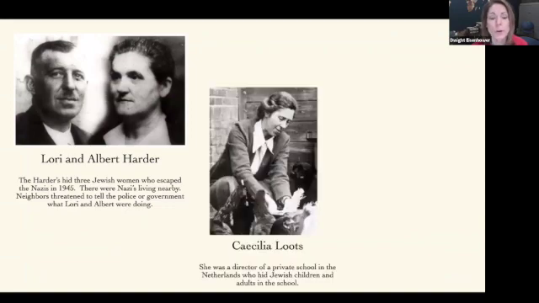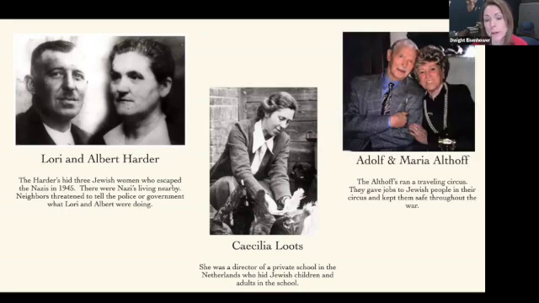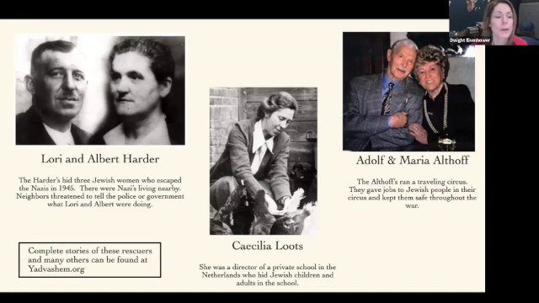Cecilia Lutz was the director of a private school in the Netherlands, and she hid Jewish children and adults in the school. Adolf and Marie Althoff ran a traveling circus, and they gave Jews jobs in the circus and kept them safe throughout the war. Complete stories of these rescuers and many others can be found at vadyasham.org. It's also a great resource to find other information about the Holocaust.